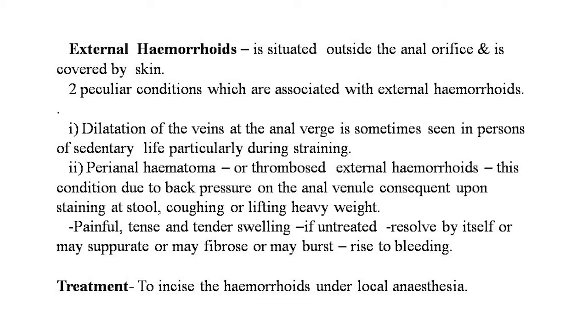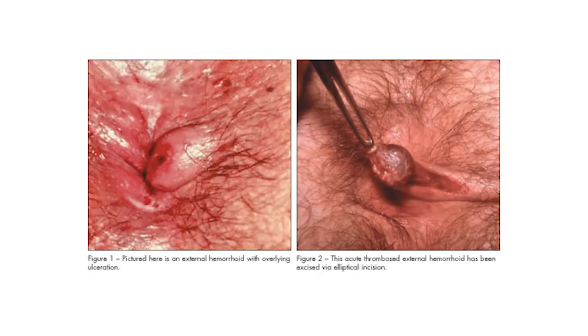This condition is due to back pressure on the anal venules consequent upon straining at stool, coughing and lifting heavy weights. Painful, tense and tender swelling, if untreated, resolves by itself, or may suppurate, or may fibrose, or may burst, giving rise to bleeding. Treatment is to incise the hemorrhoid under local anesthesia or spinal anesthesia. Here is a picture of an external hemorrhoid with overlying ulceration, and the second image shows the thrombosed external hemorrhoid excised via an elliptical incision.